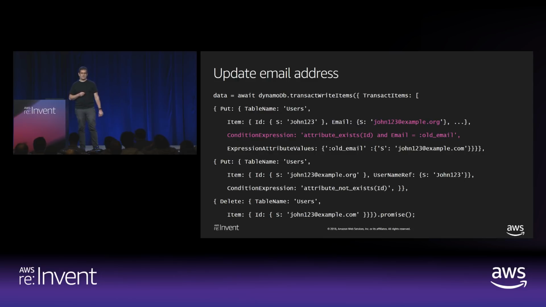Now, you will notice that there is no condition here to check that this alias record still points to John's item. If we had additional scenarios, it might be possible that we would break the invariant that if the user points to the email, then the email points to the user.